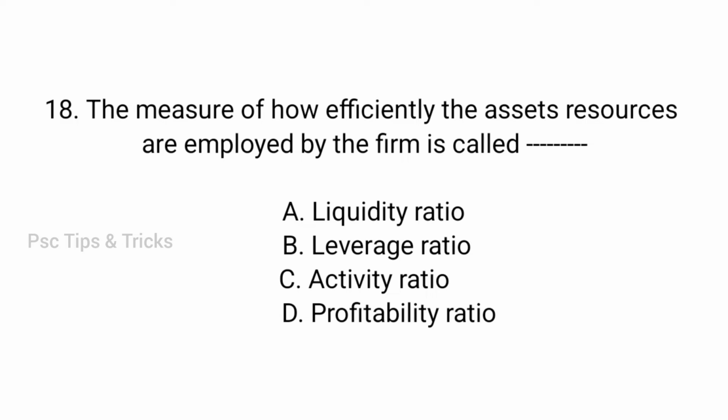Question. The measure of how efficiently the assets resources are employed by the firm is called dash. Liquidity ratio, leverage ratio, activity ratio, profitability ratio. Answer option C, activity ratio. The measure of how efficiently the asset resources are employed by the firm is called activity ratio.